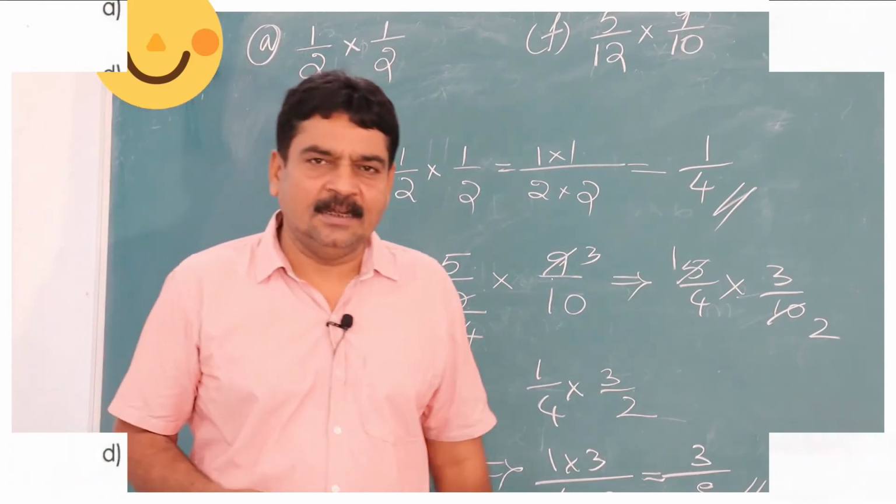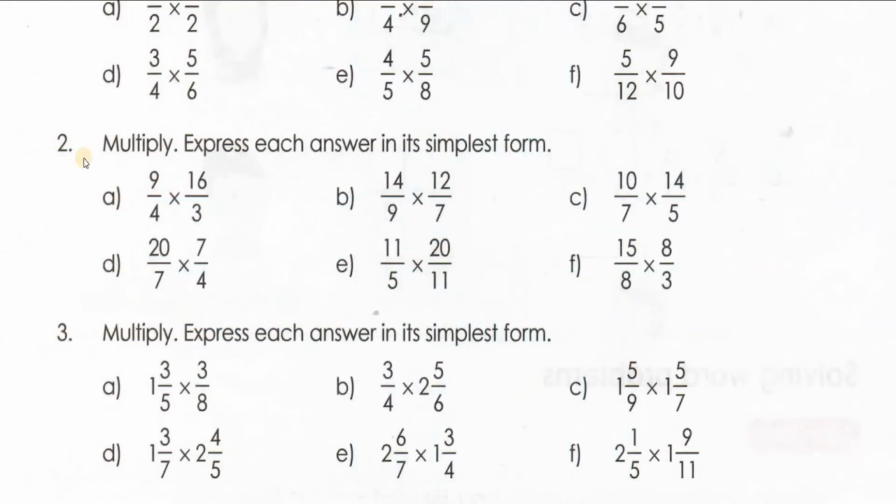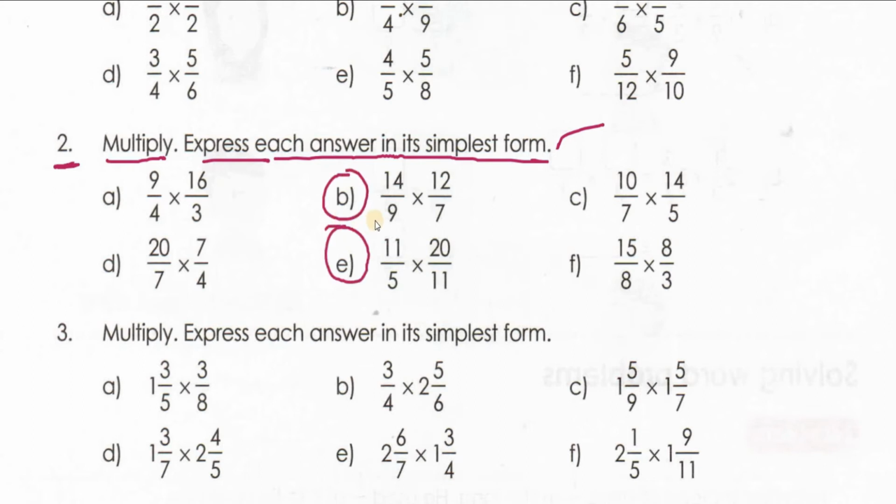It's going to be on your screen now. On the same page, the second one. Multiply, express each answer in its simplest form. This is similar to your first one, but I'll do it anyhow. I'll take the bigger value, B and E. Let me read B and E. B is 14 by 9 into 12 by 7 and E is 11 by 5 into 20 by 11.